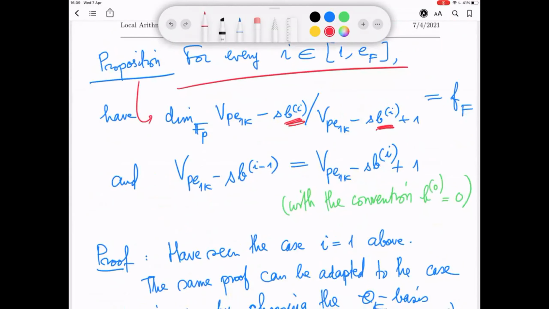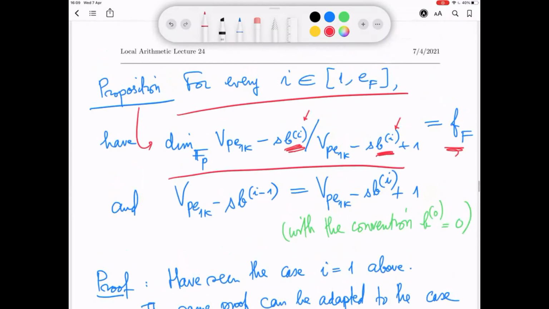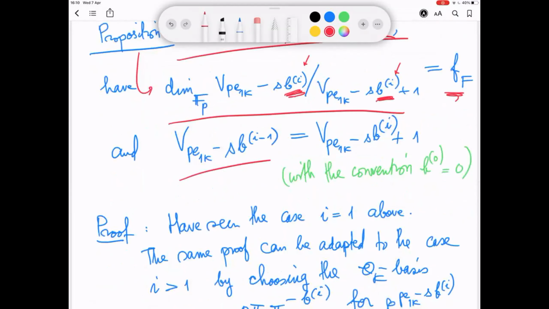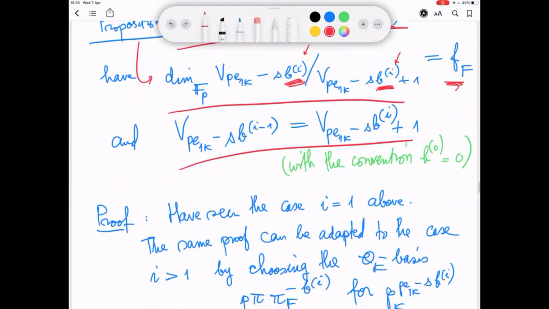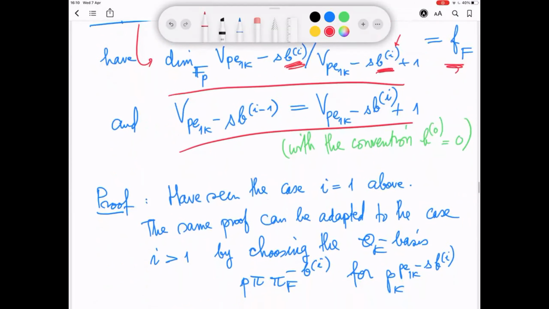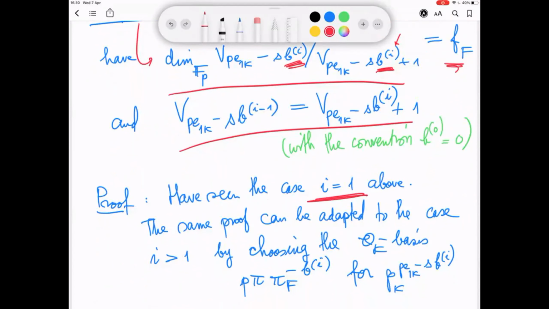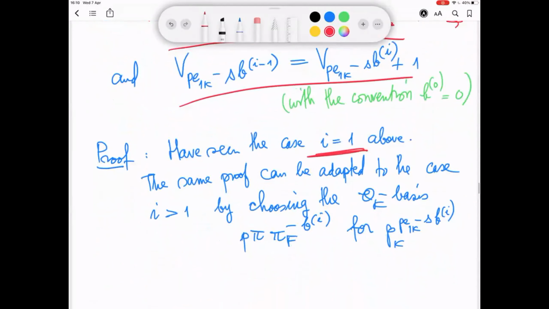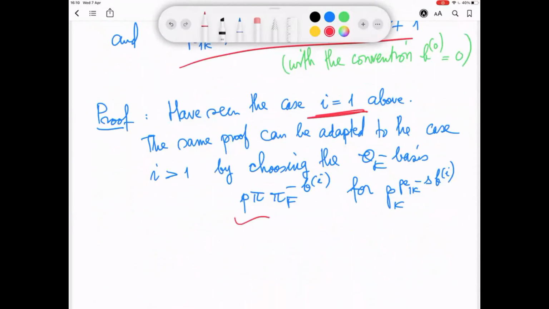Okay, so the proposition says that the codimension here is also FF when I is arbitrary. I mean, I goes from 1 to EF. And for the ones before that, you have equality. So we have seen the I equal to 1 case. We have done it in detail. The general case is similar, except that you use this as a uniformizer. This is an OK basis of this thing here.